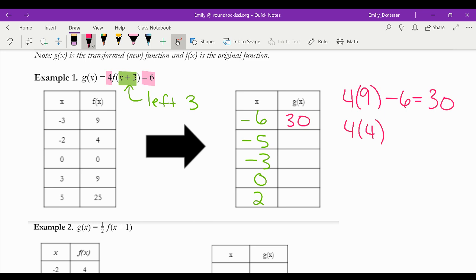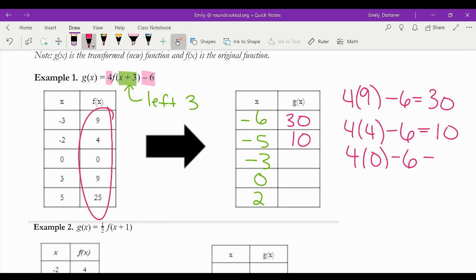Four times 4 is 16. Minus 6 is 10. So we're just taking these y values, multiplying them by 4, and then subtracting 6. And then we've got 9 again. So that'll give us 30.